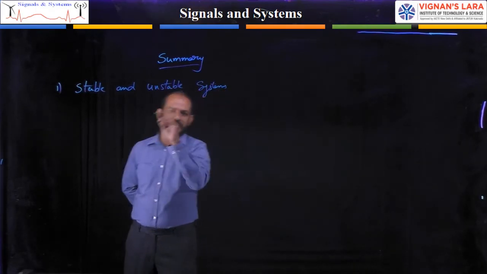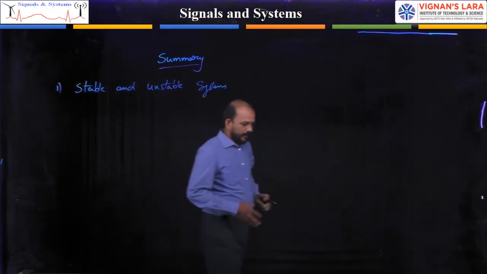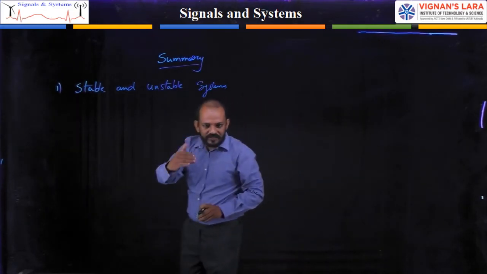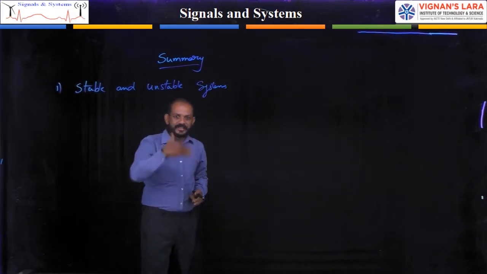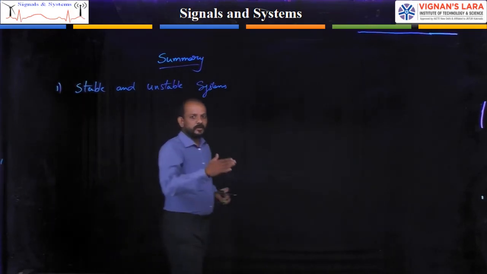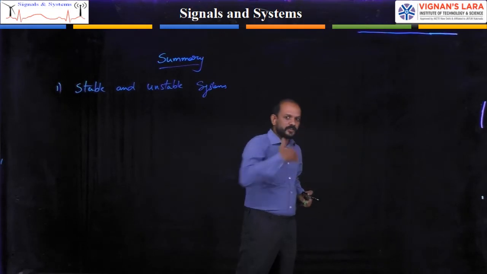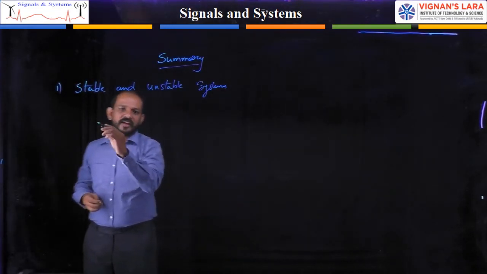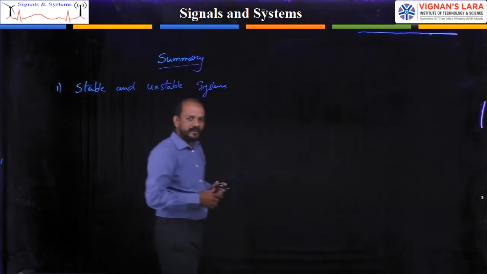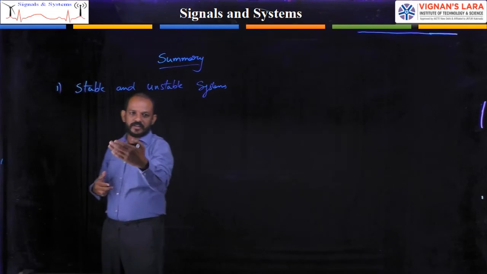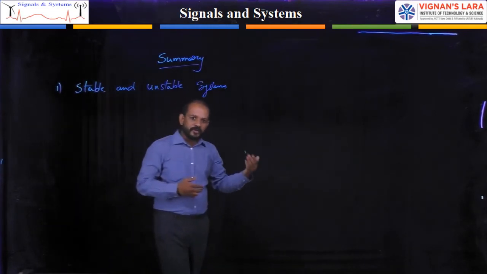I explained stable and unstable. First, I started with what is a stable system and then what is an unstable system. In that, I explained BIBO stable, that is bounded input, bounded output, and then what is a bounded signal and what is an unbounded signal. I had given examples for bounded signals and unbounded signals.